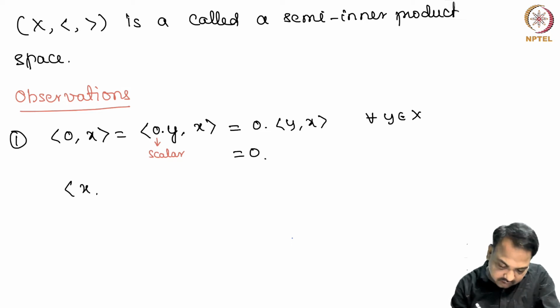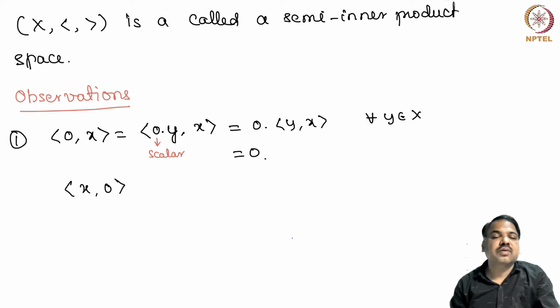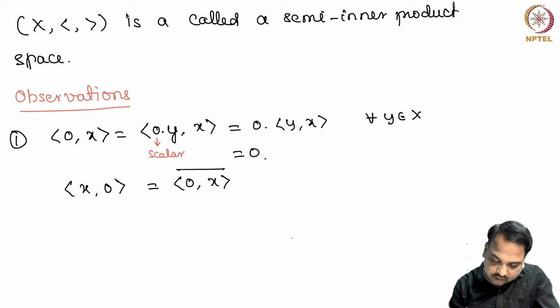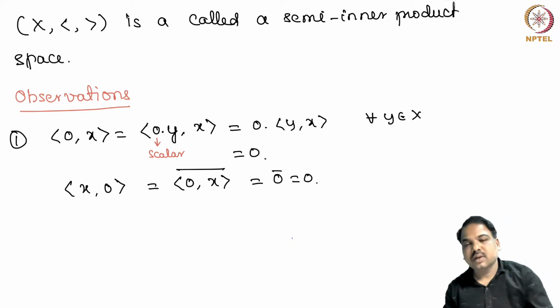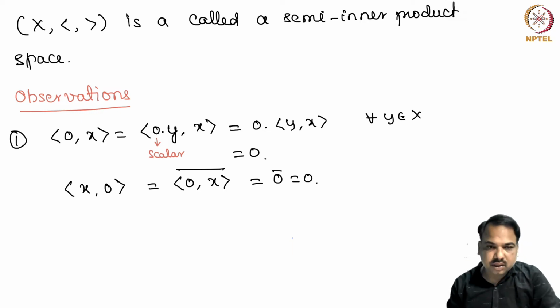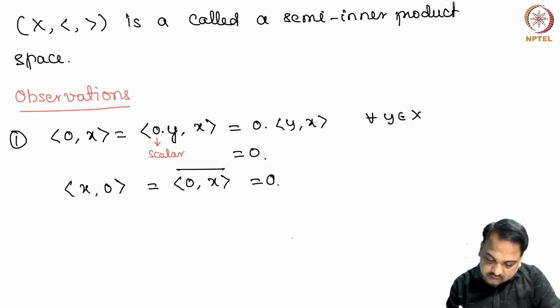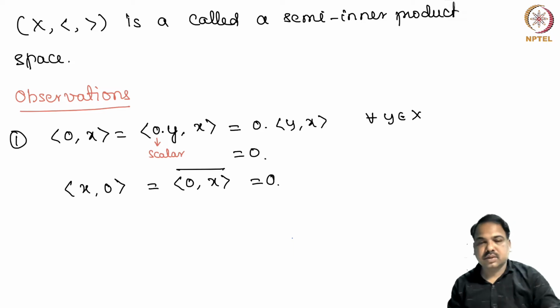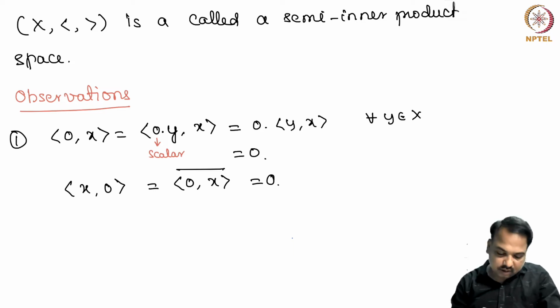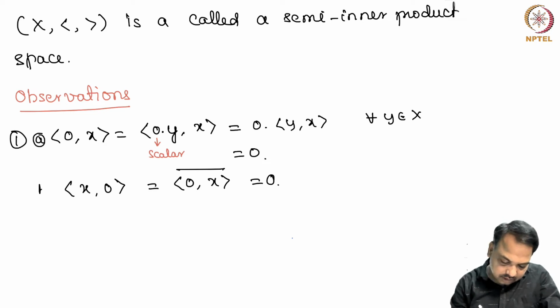Similarly, if you look at the semi-inner product of x with 0, this is nothing but the semi-inner product of 0 with x, bar, and this is nothing but 0 bar, that is 0. So here again, this is a vector, so we cannot take bar, so this is 0. This is a complex number. Okay, this is, let us say, A, this is B.